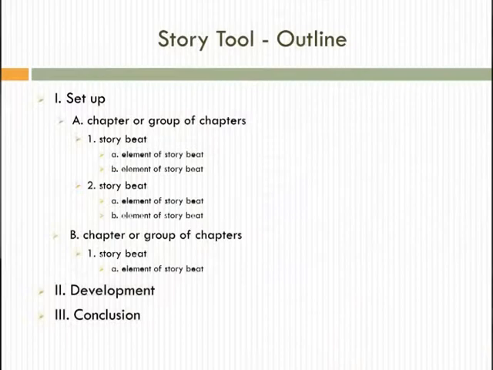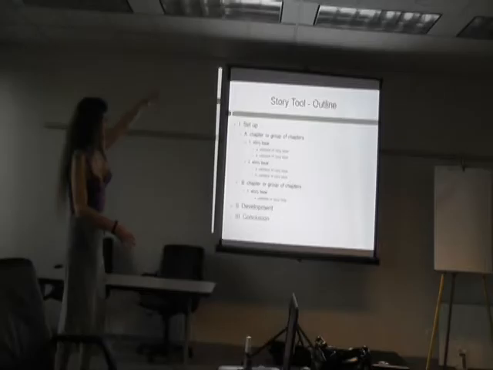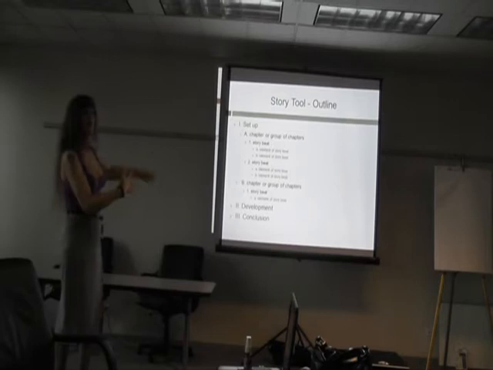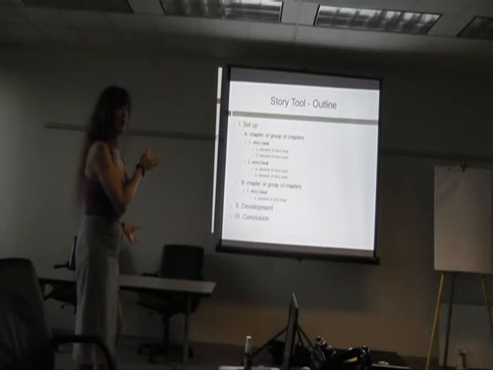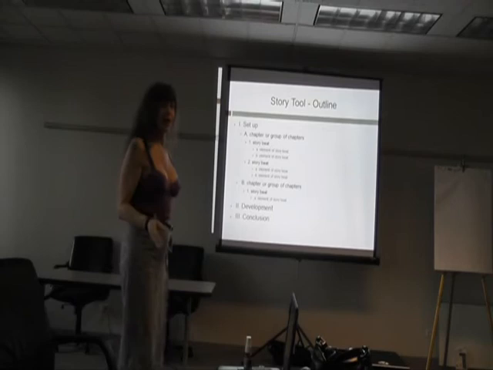Setup, development, and conclusion. And then under that, you've got a chapter or a group of chapters. And then under each of those, there'll be a story beat and an element of the story beat. And you do this to whatever level of detail you need to fully flesh out your story. If you plan out a story like this, the chances that you're going to write yourself into a corner or, you know, get totally lost in your writing, you've minimized it greatly.